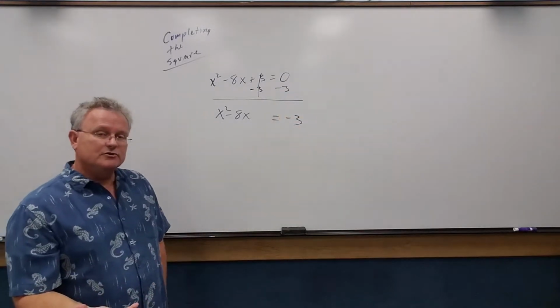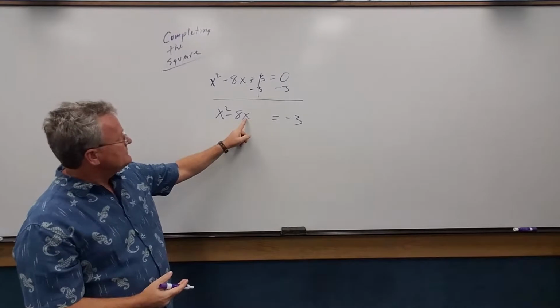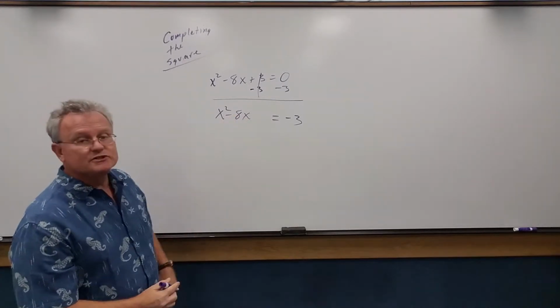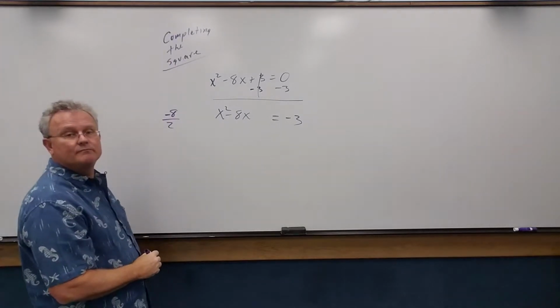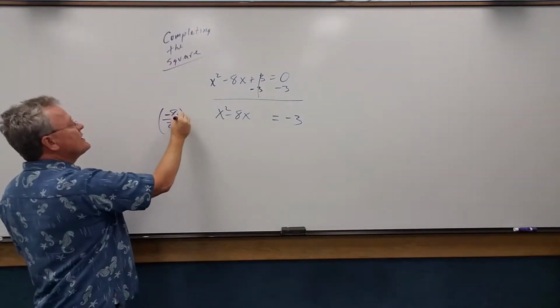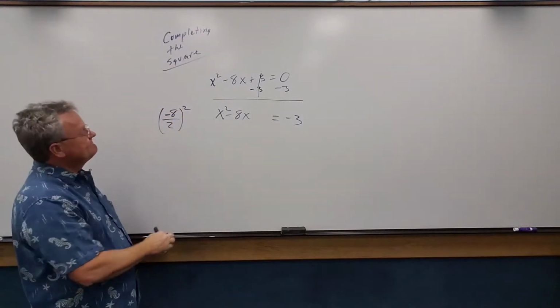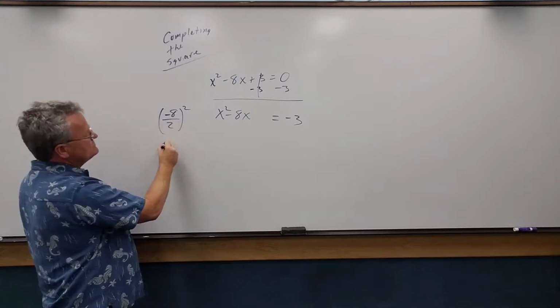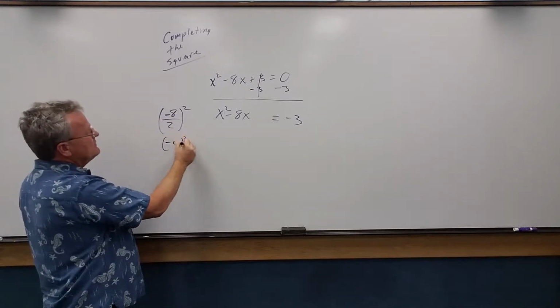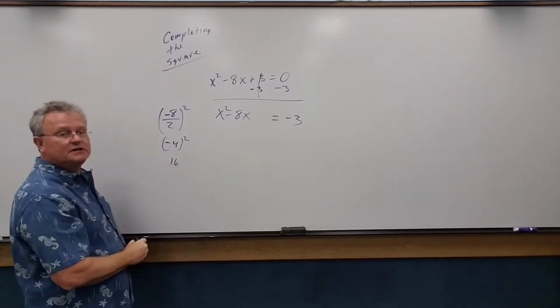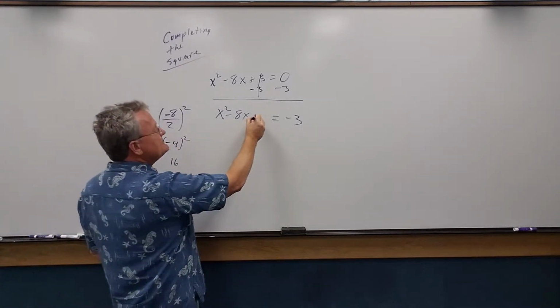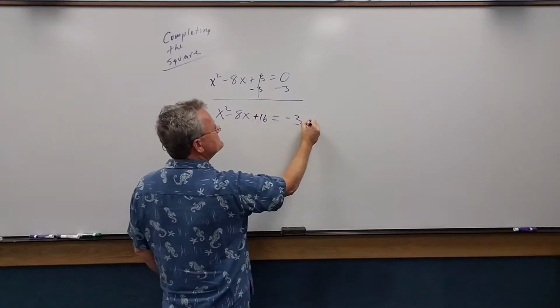Now this is what you do to complete the square. Take the number in front of x, which is negative 8, and divide it by 2. Then we square that result. Negative 8 over 2 is negative 4, and negative 4 squared is positive 16. So we add 16 to both sides.